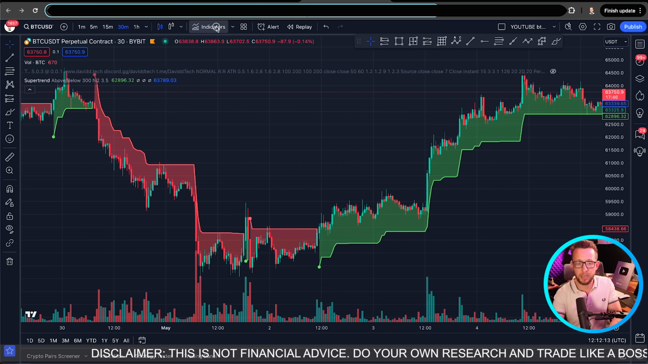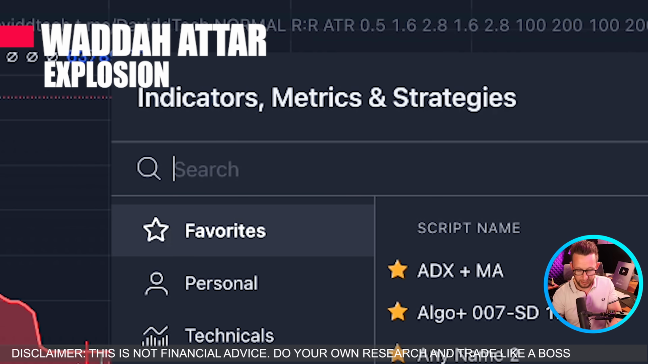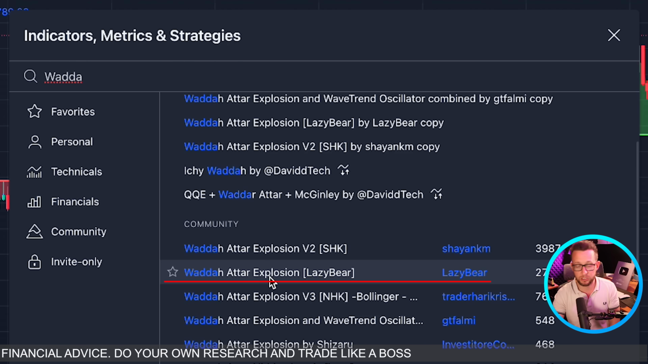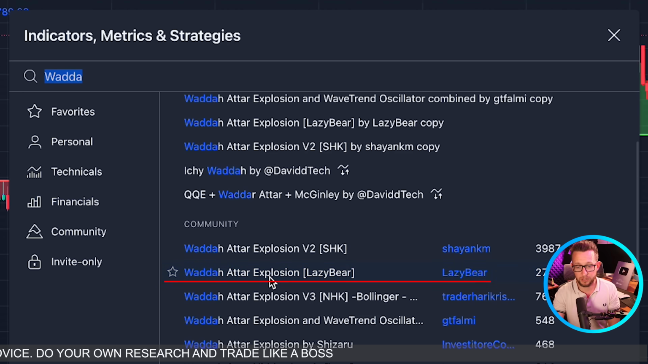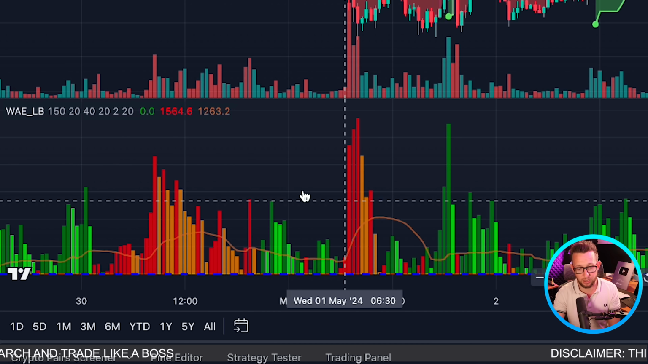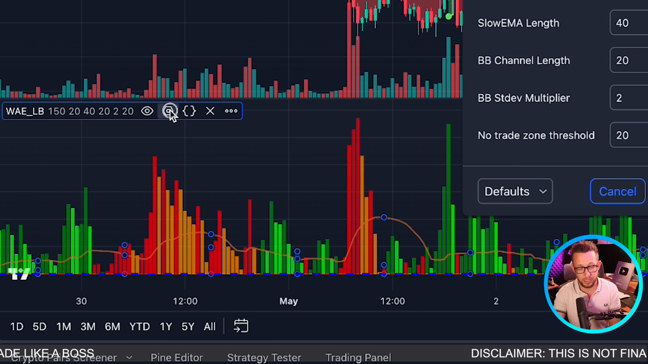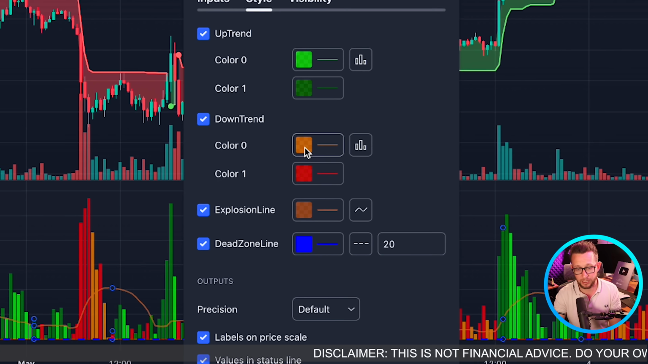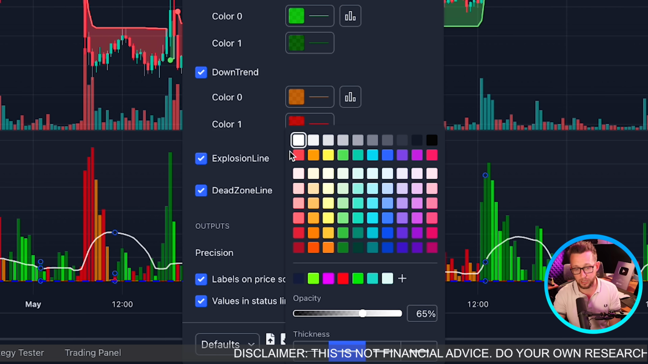Okay, right, now we're going to add the WADA, which is this one here by Lazy Bear, which has always been the best one I find. WADA is a very good indicator. It is based on the MACD code. Let's go over to the cog over here, go to the style tab, and click explosion line. I'm going to make that white so that you can see it on YouTube.